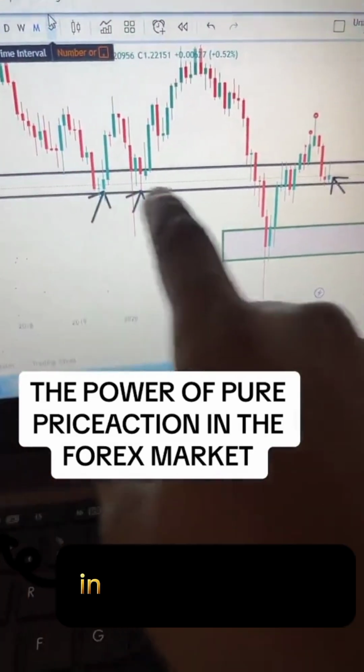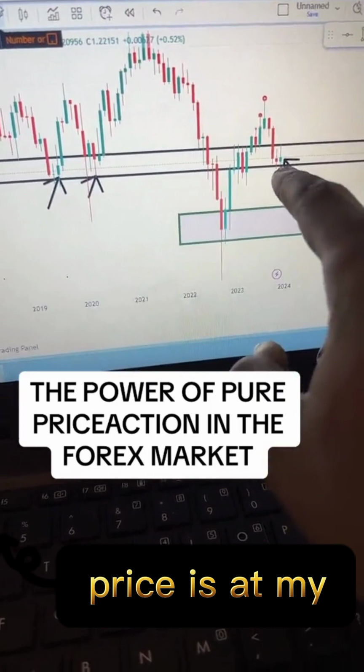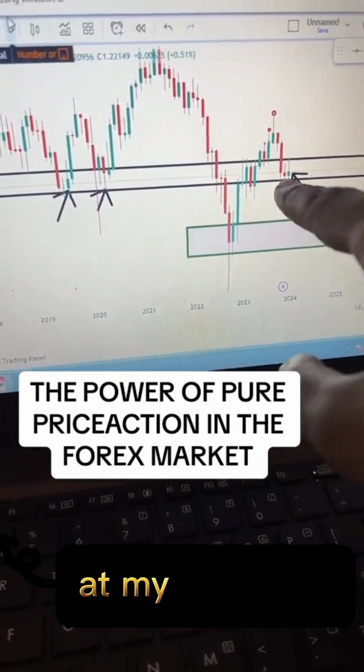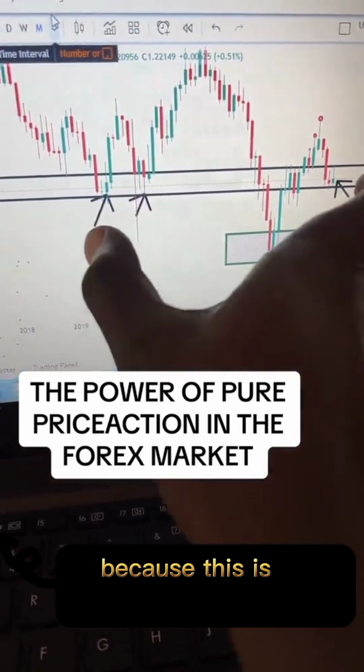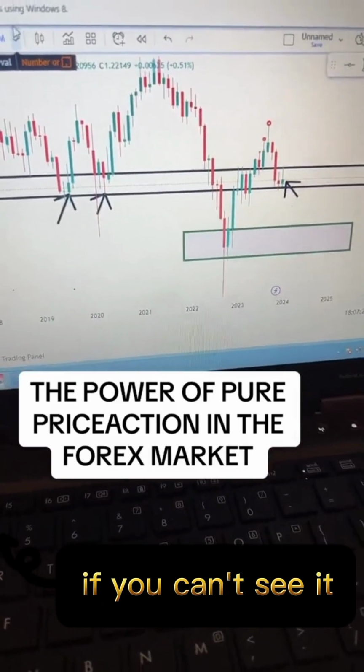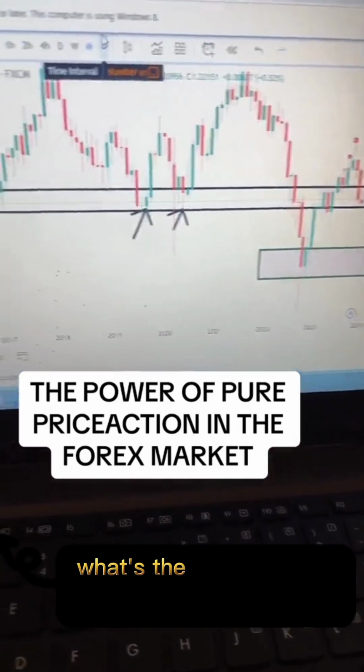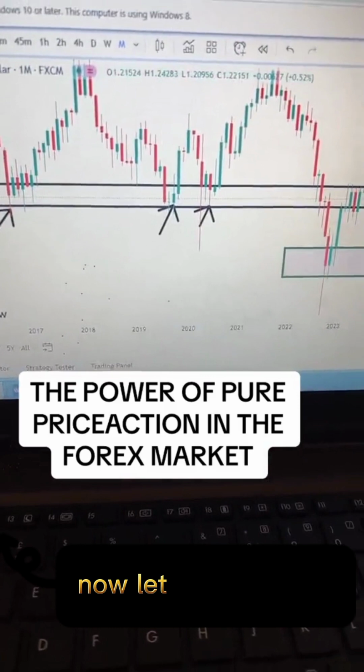Now you have seen very well in the monthly chart, price is at my shoulders. You get that? Because this is an inverted head and shoulder. If you can't see it, then I don't know what's the problem with you. If you think I'm joking, now let me show you the power of it.